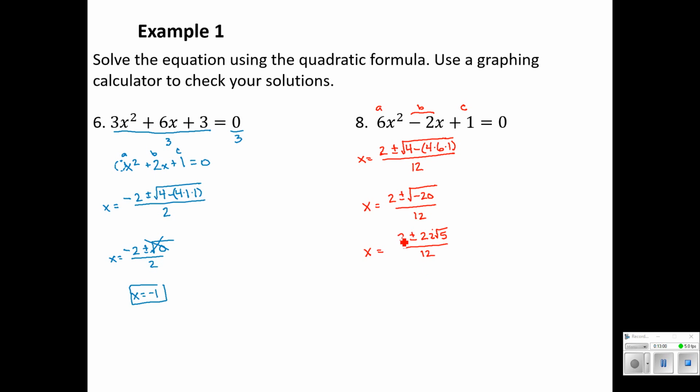And we can simplify, you notice we've got 2 over 12 for one term and 2 over 12 for the other term. What's underneath the radical, we can't touch that. Only loose numbers. So x equals 1 plus or minus 1i root 5 all over 6 is our simplified answer. Okay, all three of those pieces must be simplifiable. We have to be able to divide those by the same number in order to simplify it.